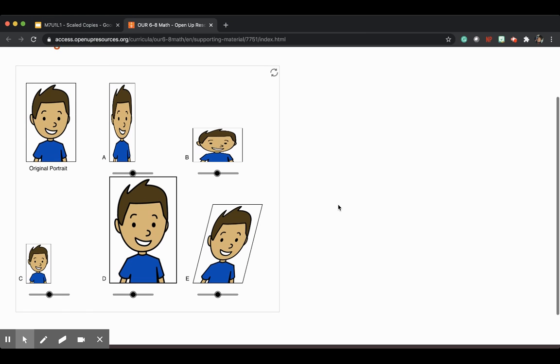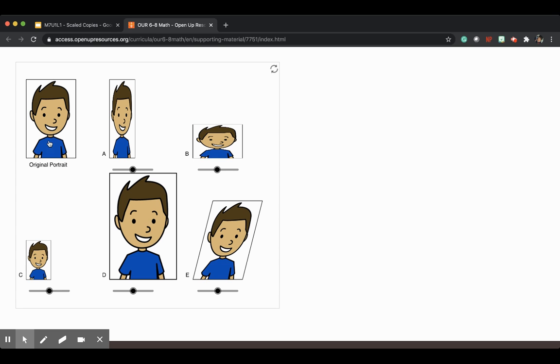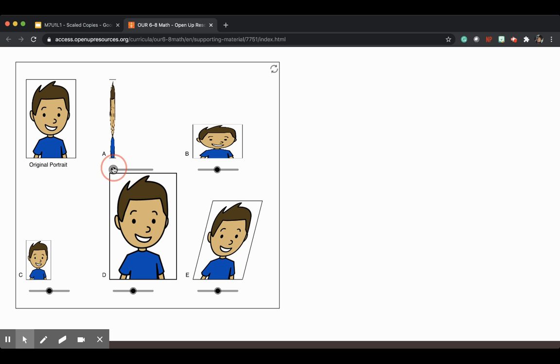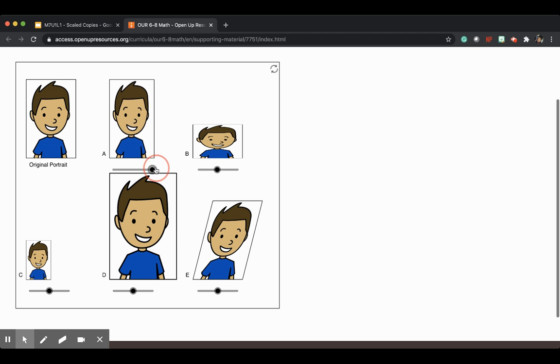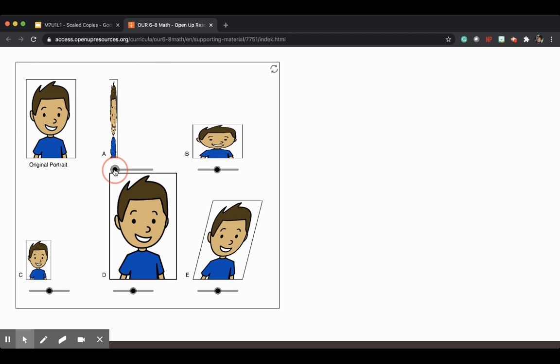So now that we're in our exploration, you should see that this is our original portrait. Now let's look at the portrait in A. As I move this, what happens to the picture? So remember, we're taking some time to jot down in our notes just some ideas of the things that we notice. So if I look at A, it's moving horizontally, but what we notice is happening in the picture, okay?